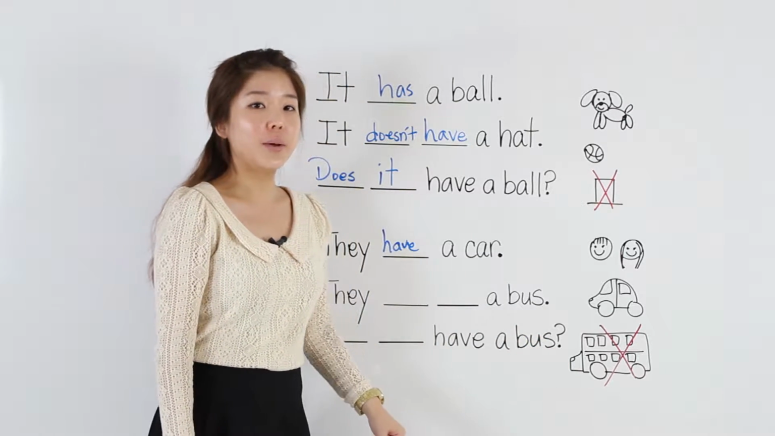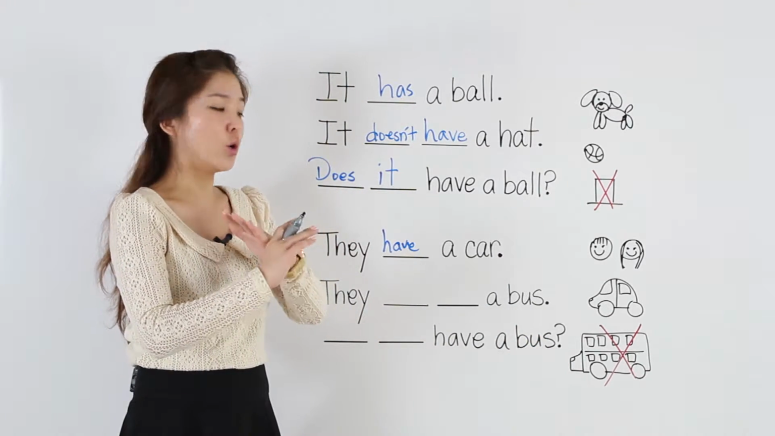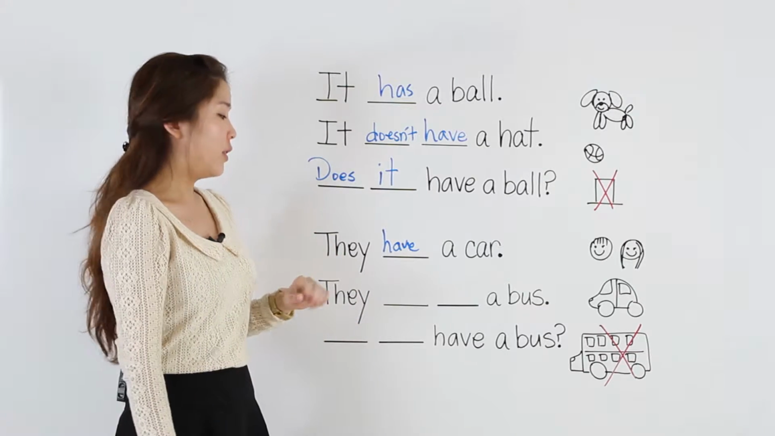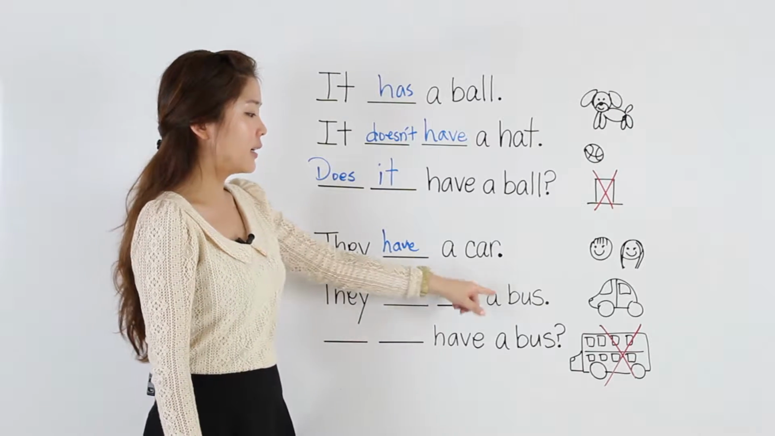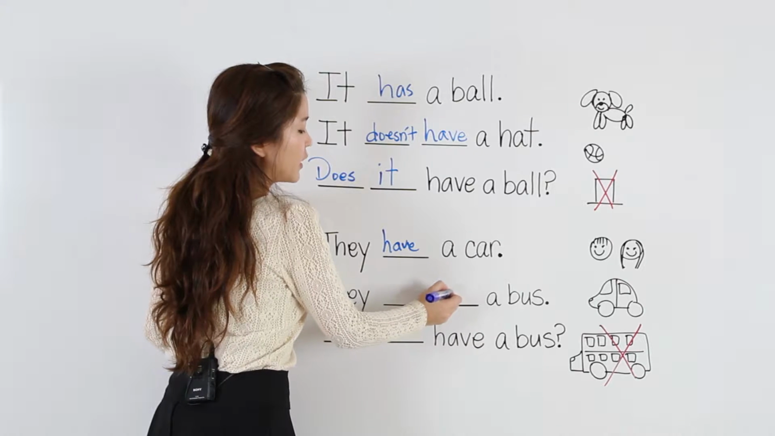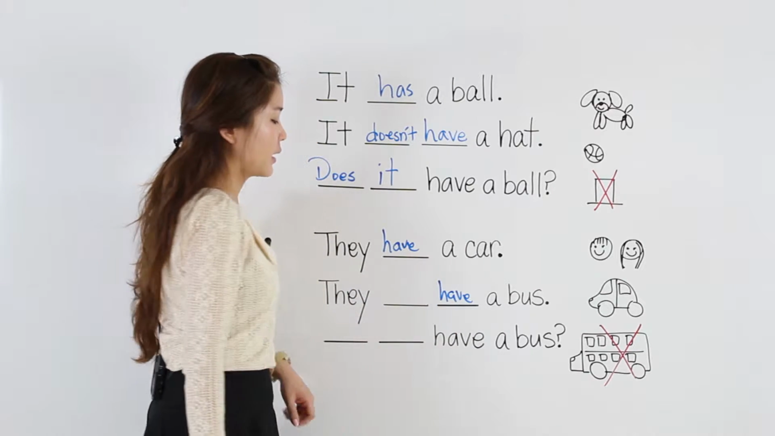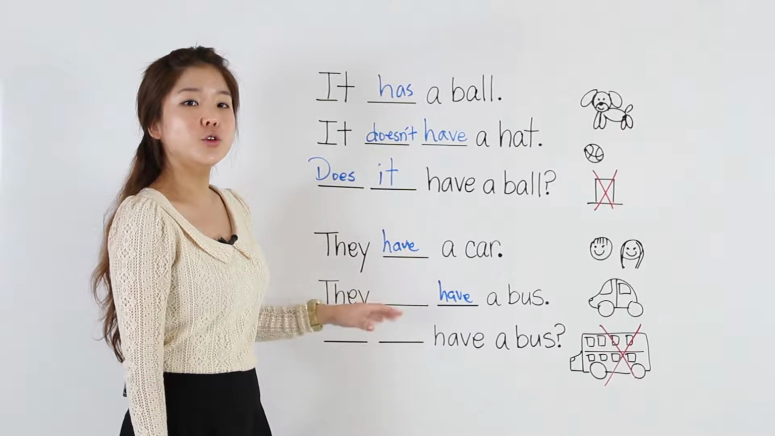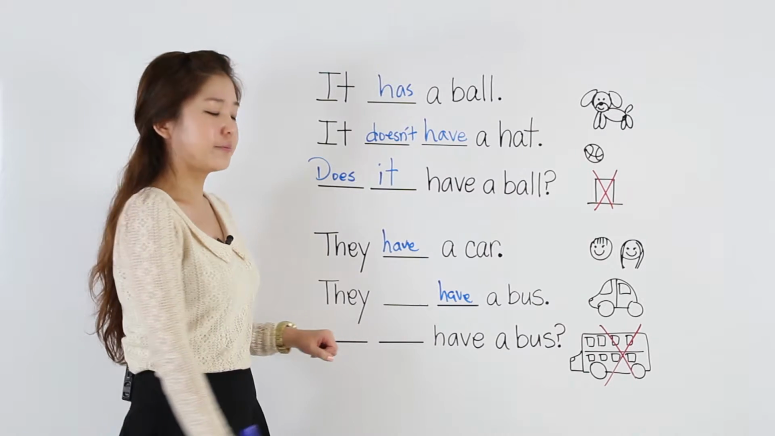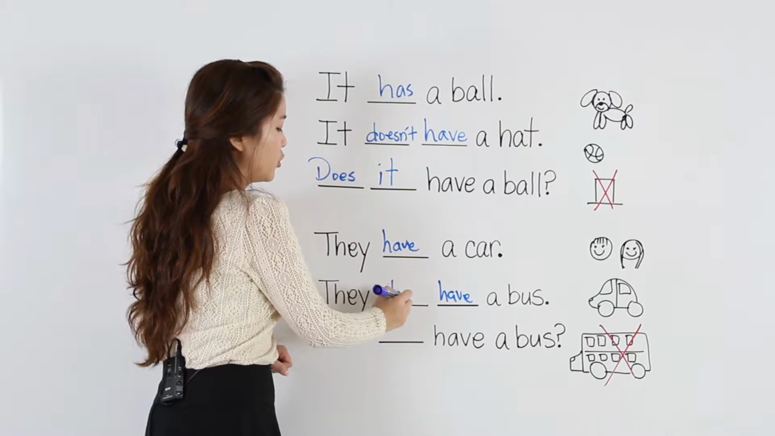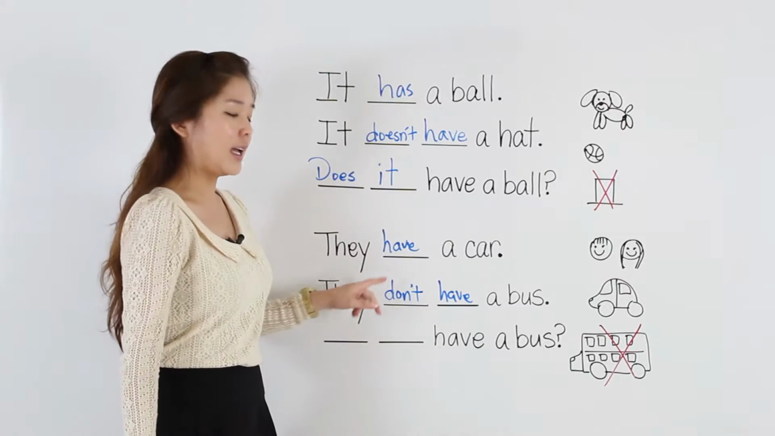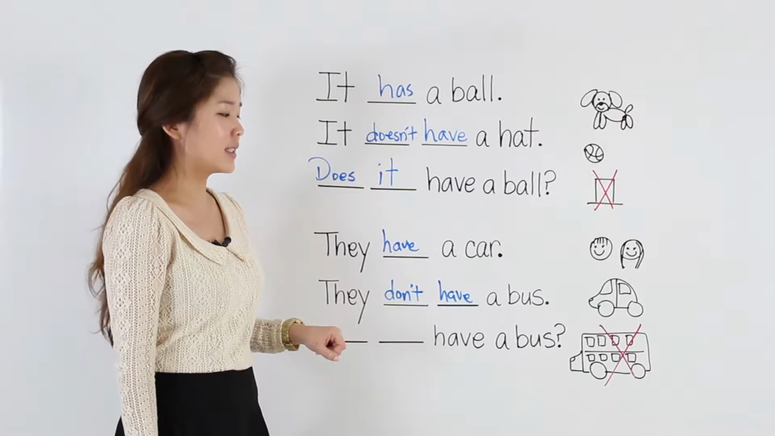Here, there's a bus, but again, it says no, negative. They blank blank a bus. Again, for negative, we say have. Doesn't have or don't have? Which one is it? For they, we say they don't have a bus.